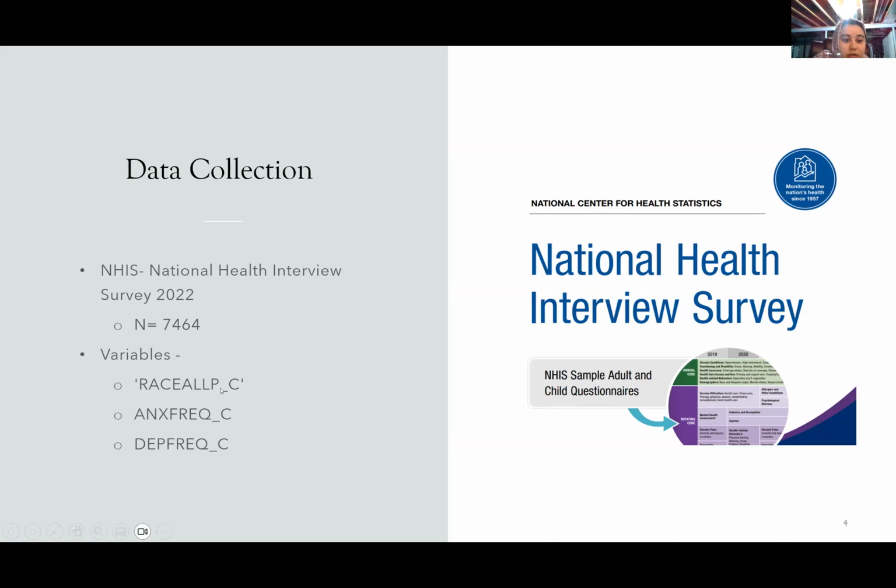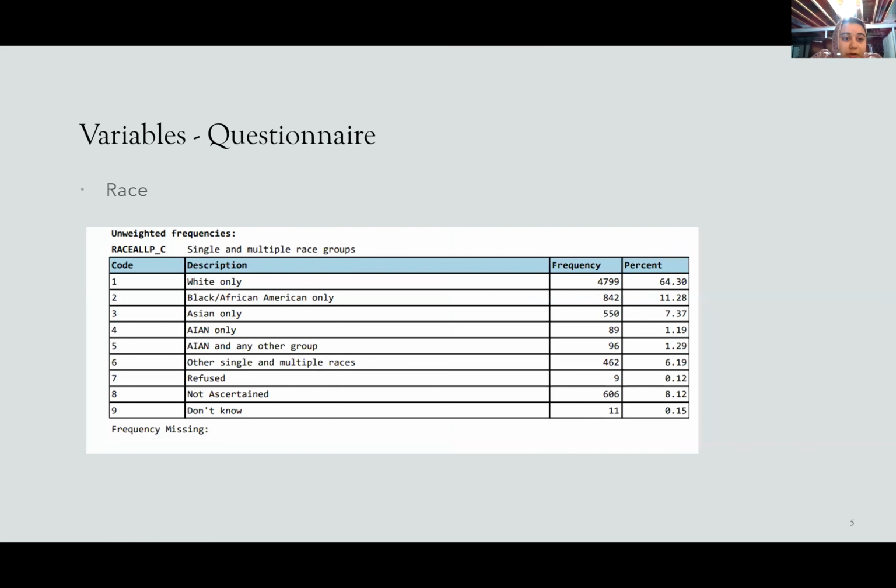The variables that I used were these three: the first one for race, the second for anxiety frequency, and the third for depression frequency. The total number of observations in this data set was 7,464.